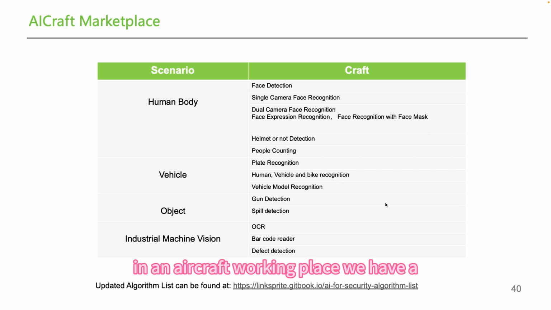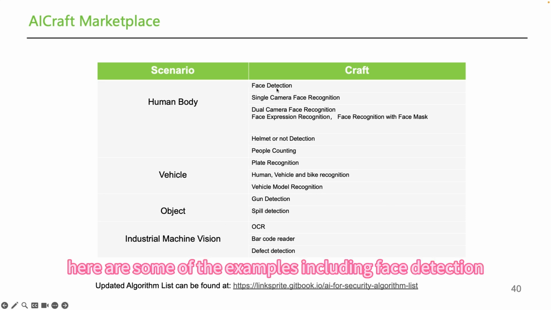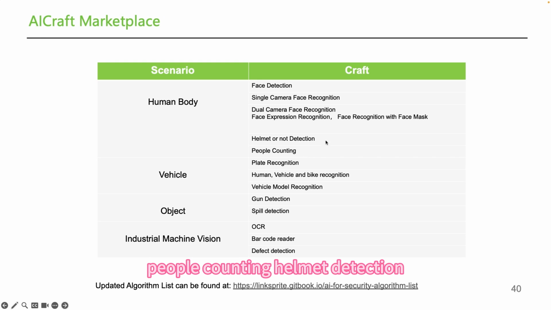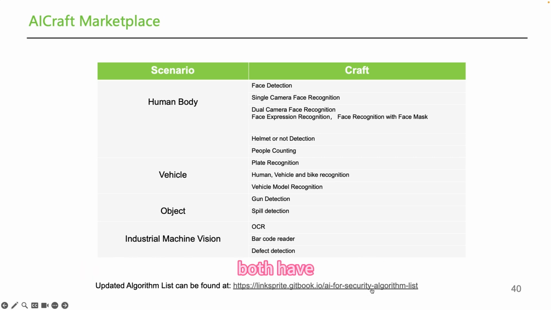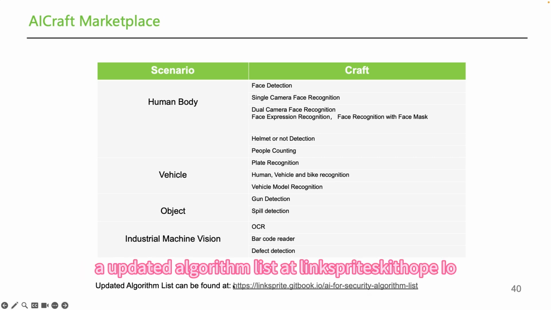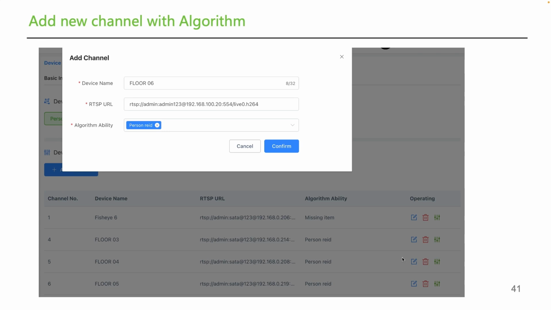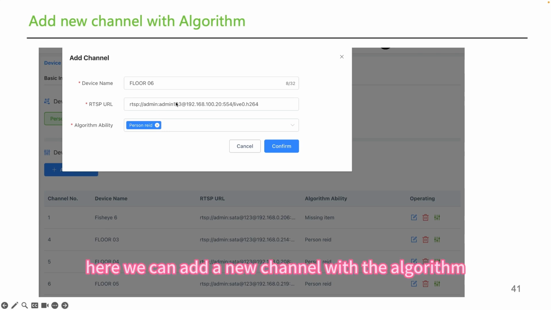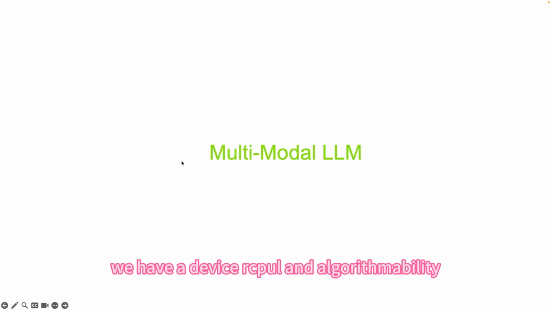In our AI Craft Marketplace, we have various algorithms. Here are some of the examples, including face detection, people counting, helmet detection, spill detection, barcode reading, and defect detection. We also have an updated algorithm list at LinkSprite's github.io, which you can find in the link here. Here we can add a new channel with the algorithm. We have a device RTSP URL and algorithm ability.